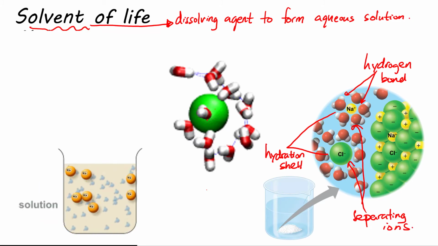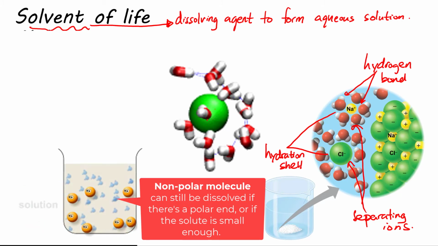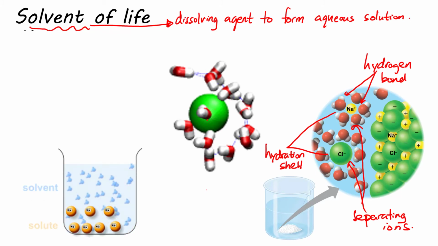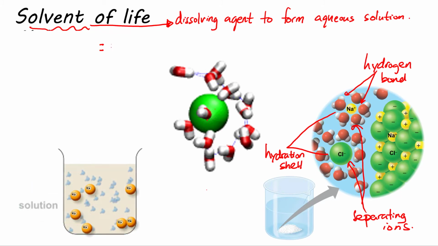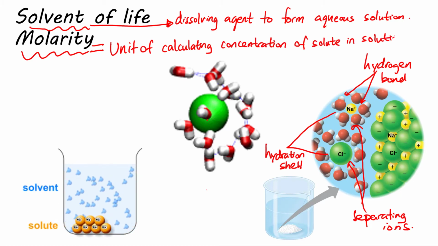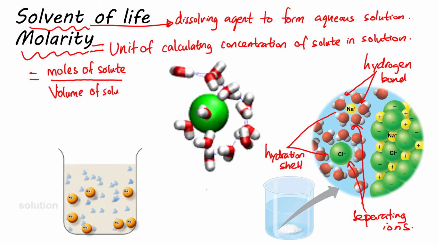Water can still form hydrogen bonds with molecules that are not polar, or with large molecules that have ionic and polar regions on their surface. The way we calculate the concentration of solutes in an aqueous solution is by calculating molarity, which is a unit of concentration: the number of moles of solute per liter of solution.